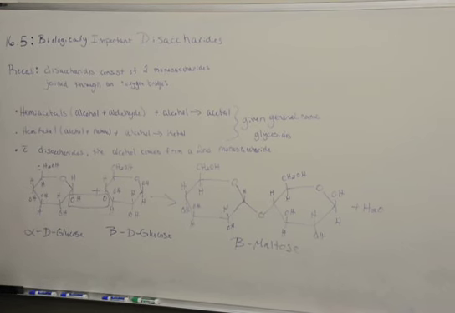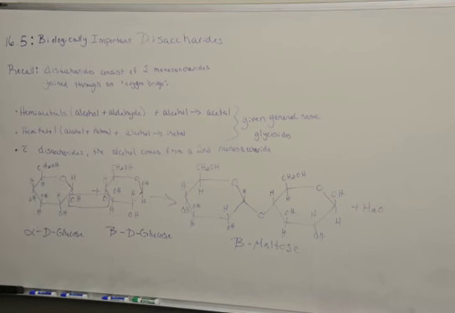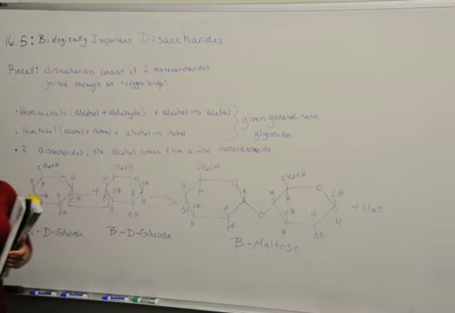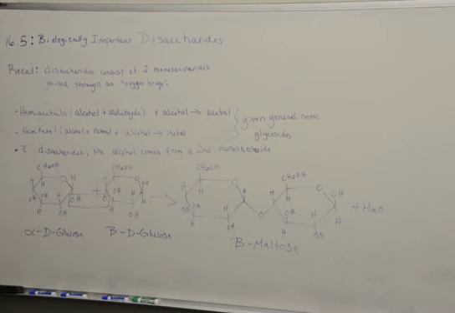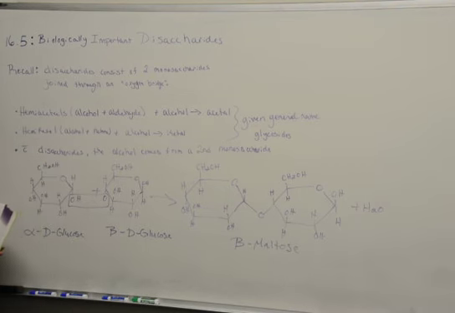Continuing in chapter 16, we're now on section 16.5, biologically important disaccharides. We already covered the monosaccharides, so let's look at the disaccharides. You remember disaccharides just means that it's two monosaccharides that are combined together. That's what we're recalling. All it is, they're joined together with an oxygen bridge.